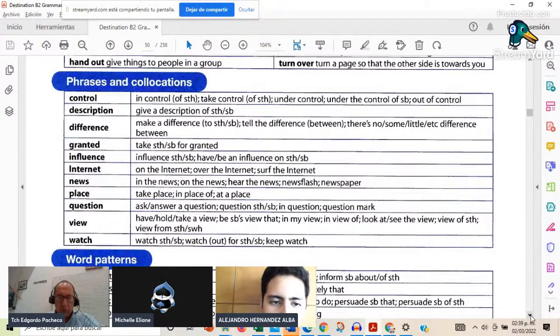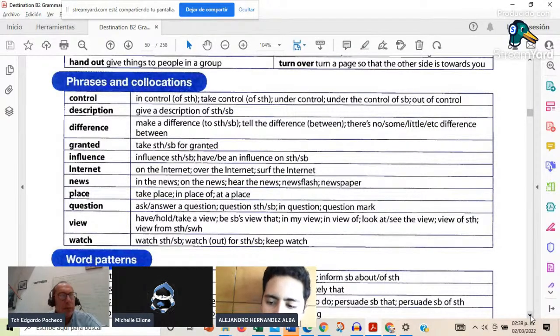Difference. Make a difference to something, somebody. Tell the difference between. There is no, some, little, etc. difference between. For example, can you tell the difference between Uranus and Neptune, between two planets? Can you tell the difference? Or is it difficult to tell the difference? Between which planets? Uranus and Neptune.